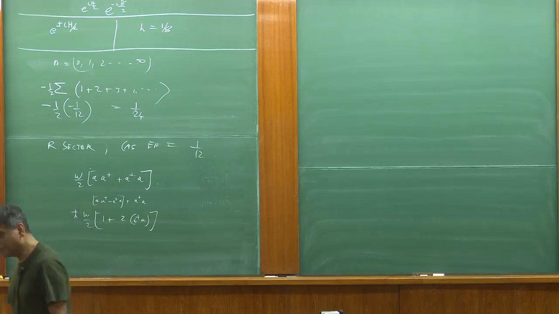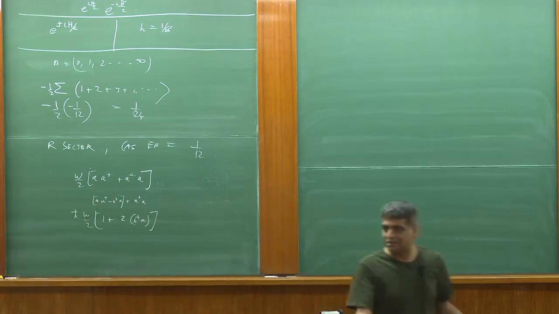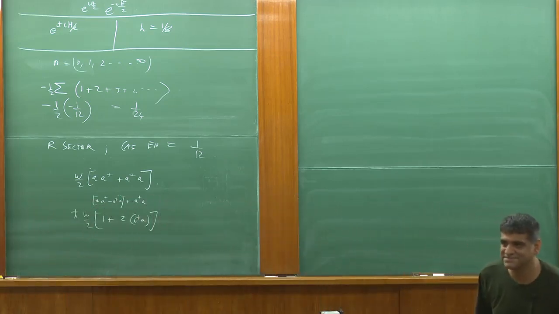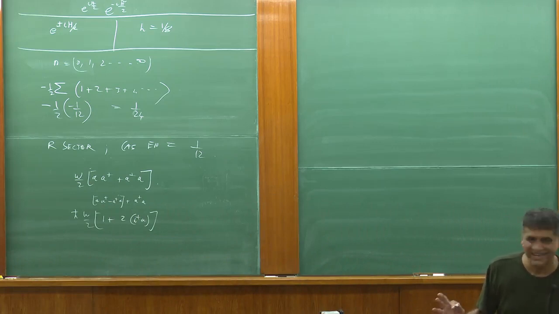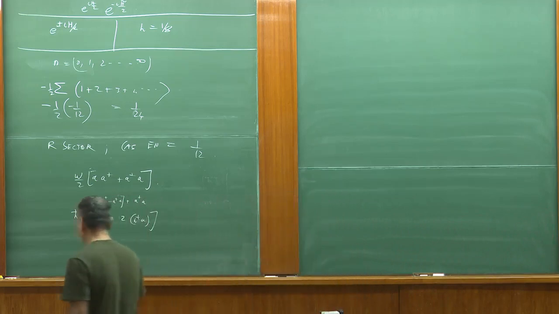N equals 0 is interesting. There's only one harmonic oscillator, but its zero-point energy is 0 because its omega is 0. The formula is h bar omega by 2, but if omega is 0, it's not there, right? Is this clear? Okay. And this we are doing on a plane. Oh, I'm doing on a cylinder.